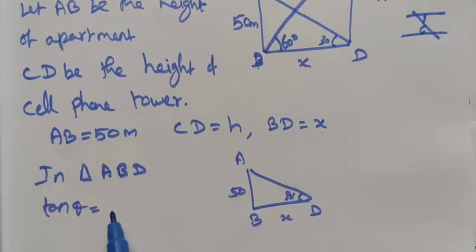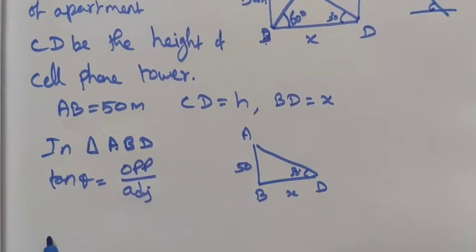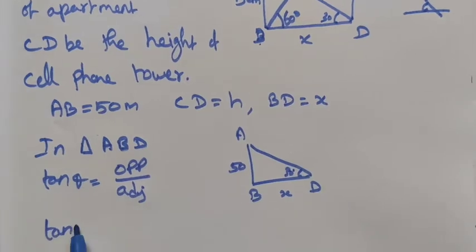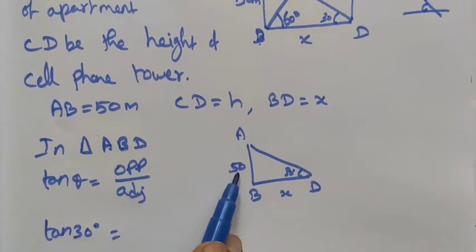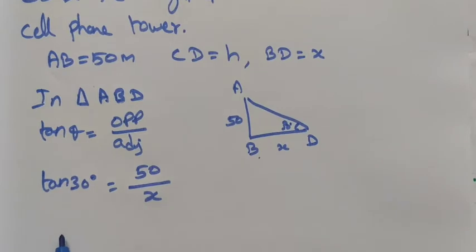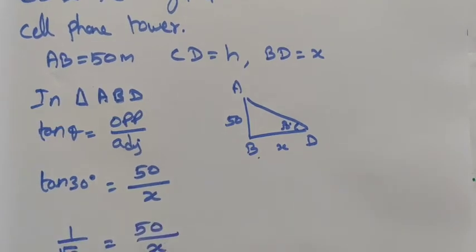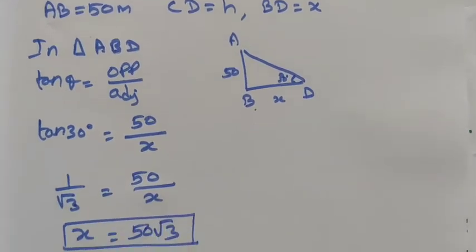So tan theta is equal to opposite side divided by adjacent side. Here theta is equal to 30 degree, that is tan 30 degree is equal to the opposite side is 50 and then adjacent side is X. Here tan 30 we know the value, that is 1 by root 3. So 1 by root 3 is equal to 50 divided by X. I take this X to this side and root 3 to another side, that is X equals 50 root 3.